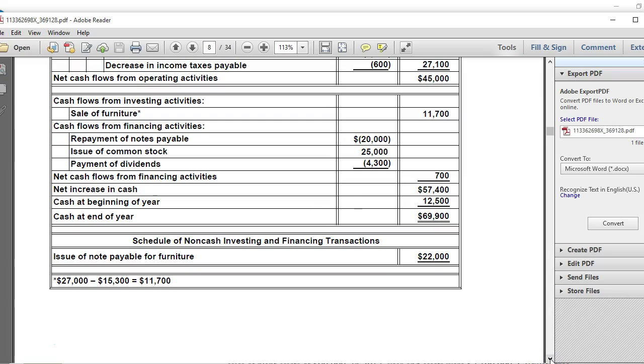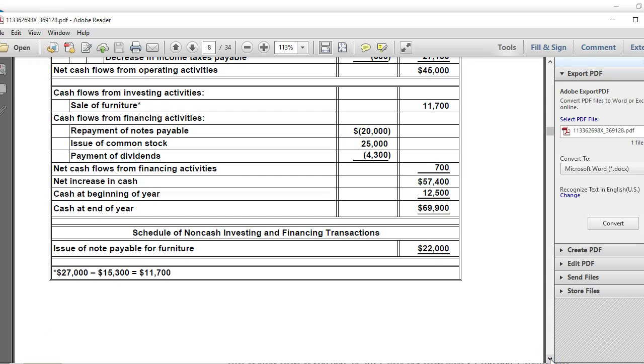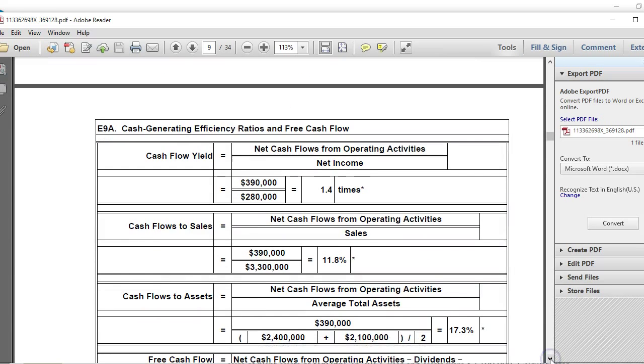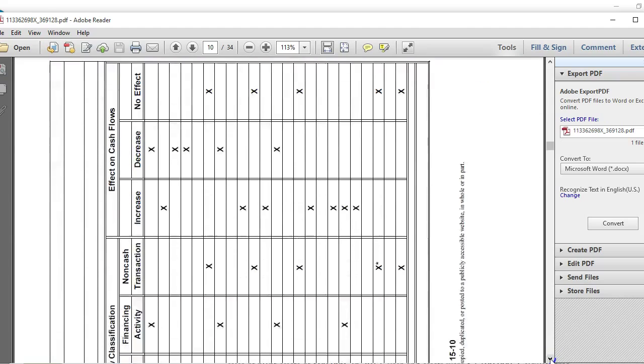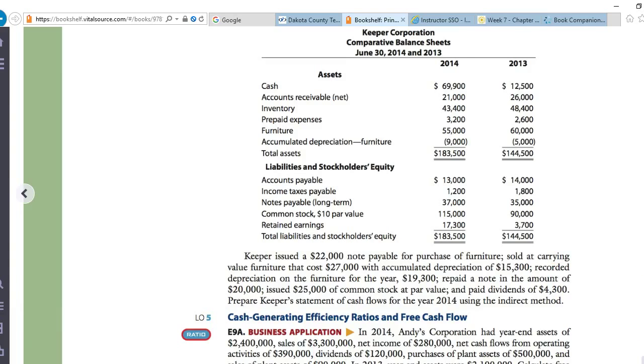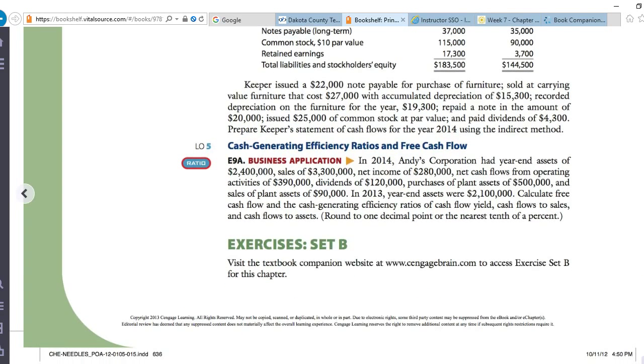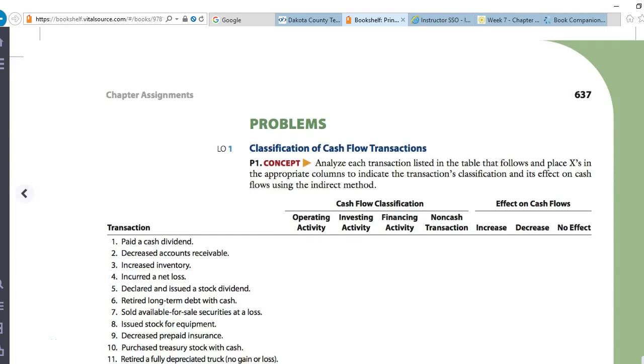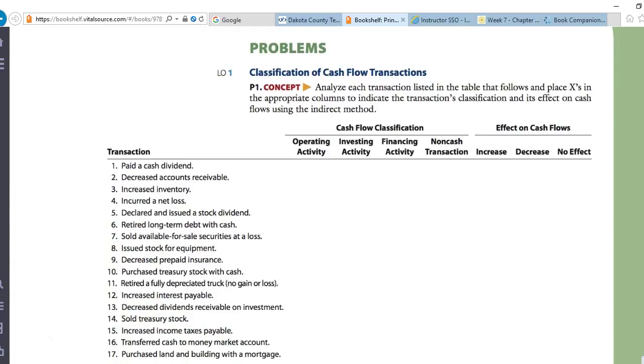Now, as we move on, we're not going to worry about the ratios. Let's look at problem 1. Problem 1 wants us to take these various transactions and analyze them. Analyze each transaction listed in the table that follows and place an X in the appropriate columns to indicate the transaction's classification and its effect on cash flows using the indirect method.